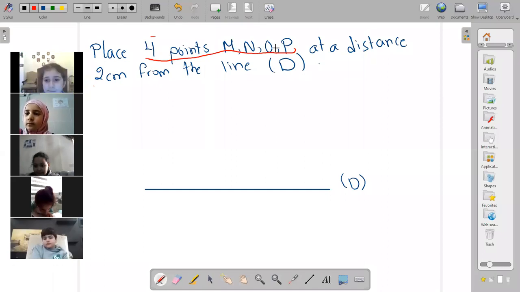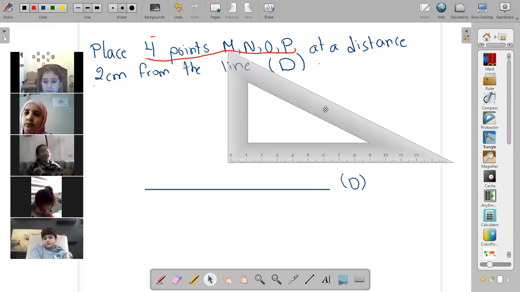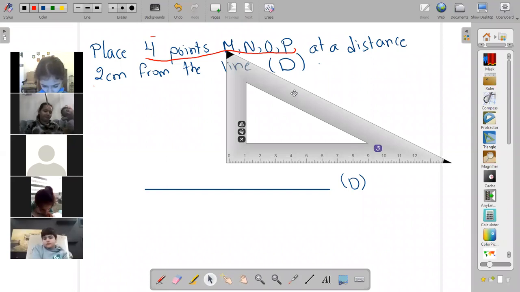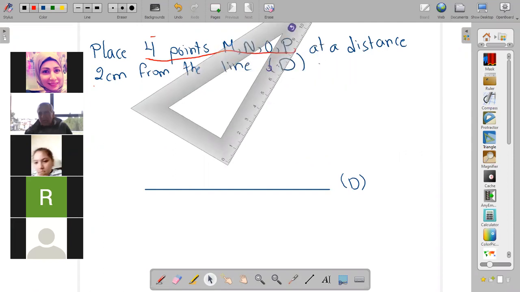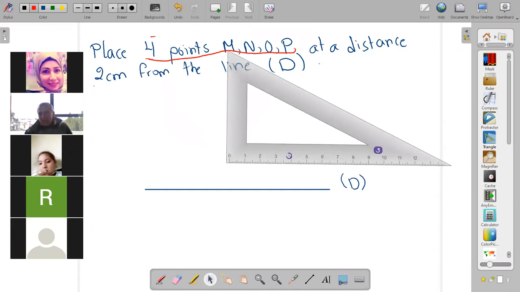So when I say place 4 points M, N, O, P, first step, I will bring the set square and ruler and I will draw perpendicular lines. Okay, please bring the set square, draw perpendicular lines. When I say 4 points, we have to draw 4 perpendicular lines using a set square and ruler. How do we hold the set square in order to draw the perpendicular line? Hold it like this, like a letter L. Bravo.